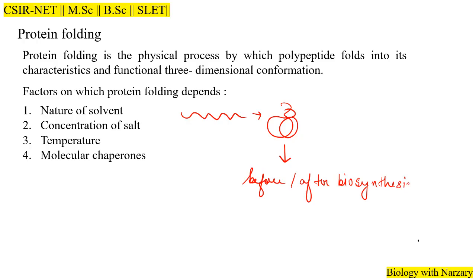But there are also some factors on which this protein folding process may depend, and they are the nature of the solvent, concentration of salt, temperature, and molecular chaperone. In some cases, when there is a high concentration of salt, high temperature, and absence of molecular chaperone, the protein may not be able to fold into its native conformation, and the protein will become functionally inactive. So the protein folding process is necessary because a protein will become functionally active only when it attains its native conformation.